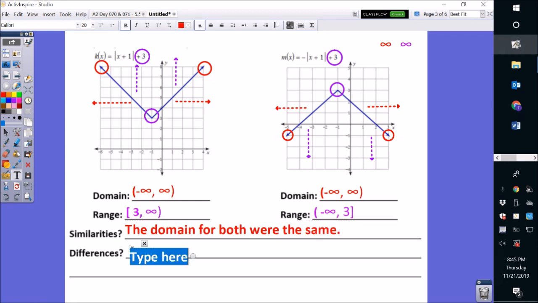Now, what were the differences between these two examples? I would say that the left graph went upward, so it ended with infinity.